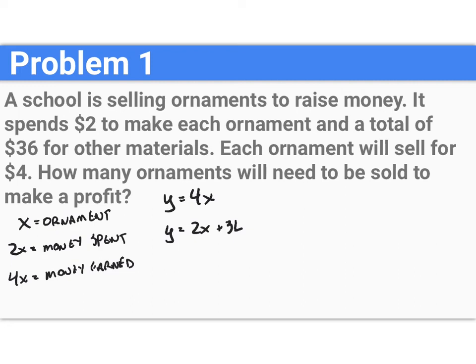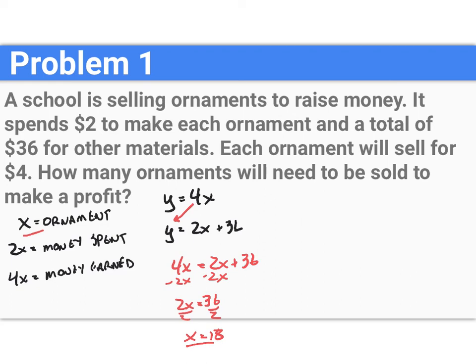Now what we do is just like in the first one: we're going to stick 4x in for y. So 4x equals 2x plus 36. Subtract 2x from both sides and get 2x equals 36. Divide both sides by 2. X will equal 18. Okay, so now when x is 18, what is our y? The question asks how many ornaments will need to be sold? If we solve for x, we think 18 ornaments is going to be sold.